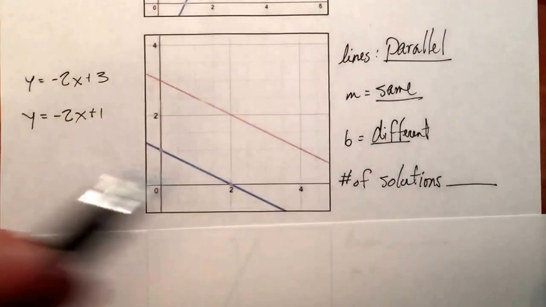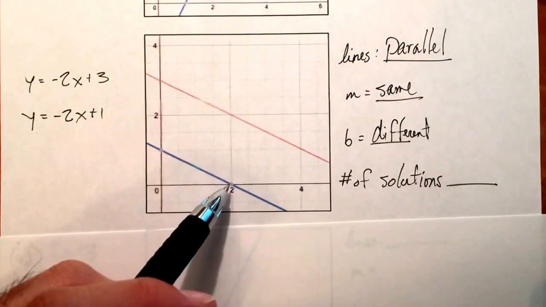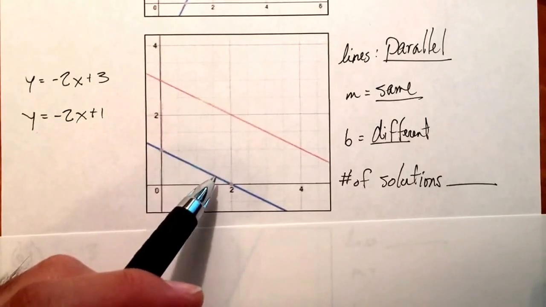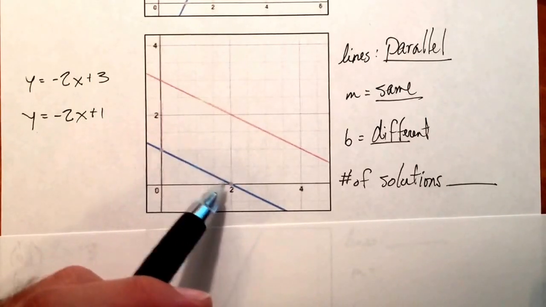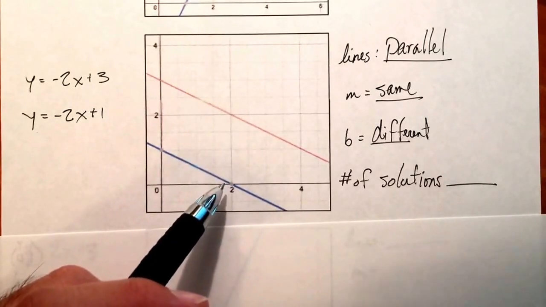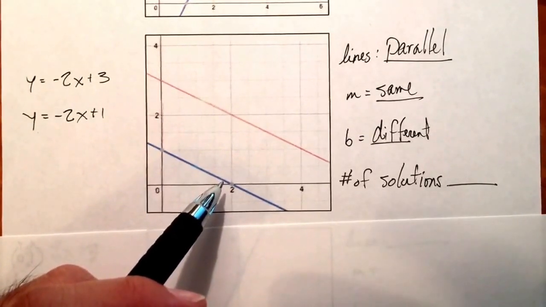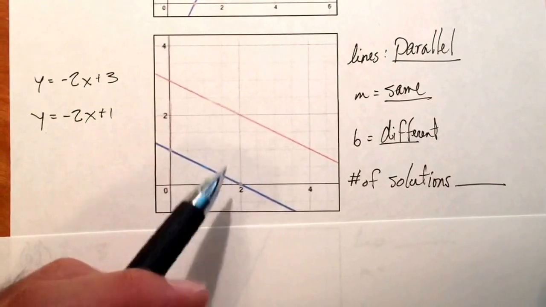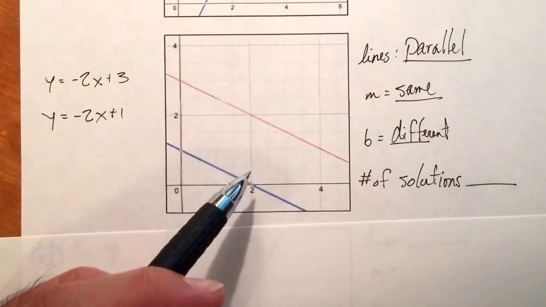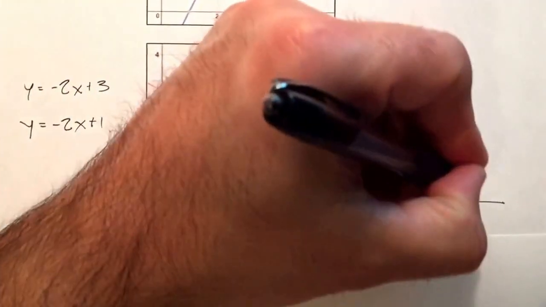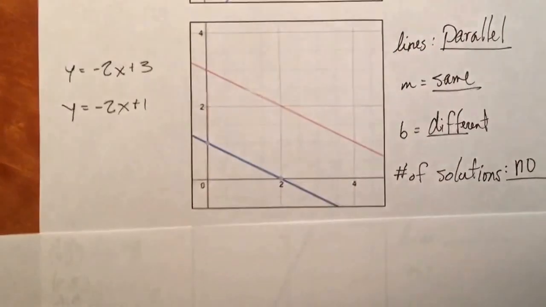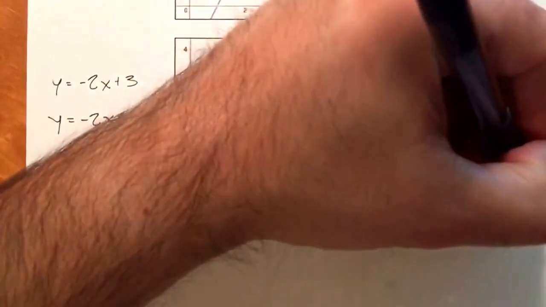Now let's think about this for a second. How many solutions are there in this system? If the lines never touch, can there be an intersection point? No. Well, the intersection point, the solution, is where the two lines cross. If the lines never cross, then there are no solutions. There are none.